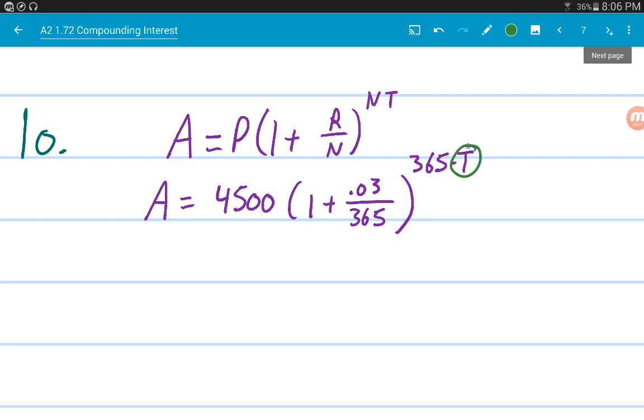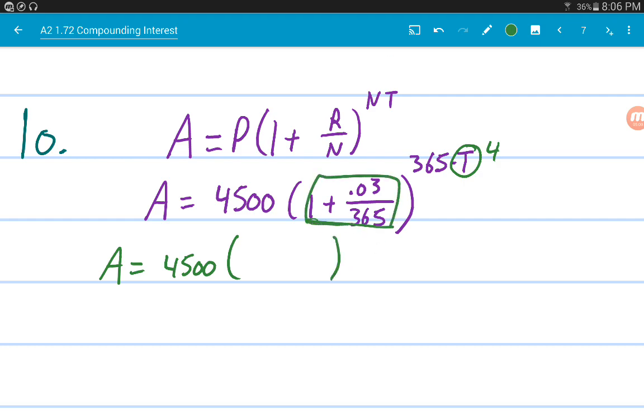So if I plug in here for T, it's going to be 4. Here's what I get. A is equal to 4,500 times. Inside the parentheses, I like to just plug this whole thing into the calculator so I can figure out and simplify all of this stuff here. So I'm going to go do that. Let's take this chunk from in here and throw it into the calculator.